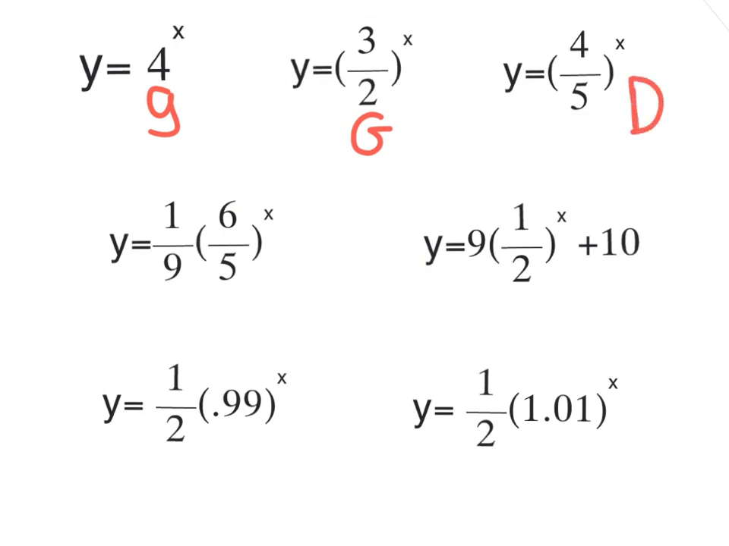How about the next one? 6/5. That's a growth. How about this one? The 1/2 base. That's a decay. Is this making sense? How about this second to last one, 0.99? Is that a growth or decay? Decay. And last but not least, is that a growth or decay? Growth. That all comes from analyzing the base. If it's greater than 1, it's a growth. If it's less than 1, it's a decay.